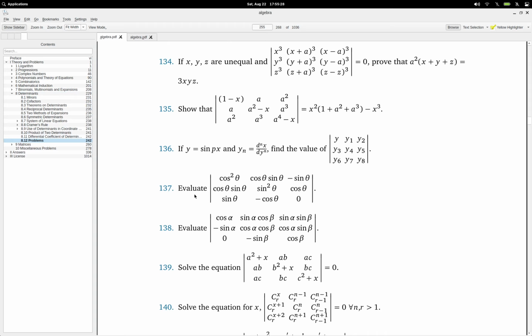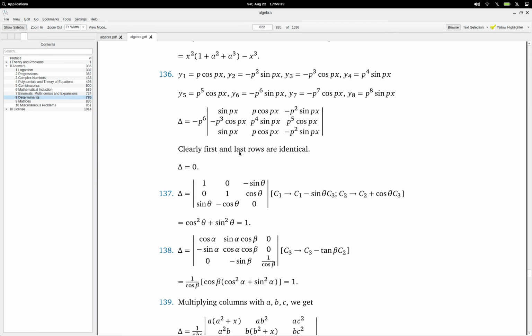Question 137 says that evaluate the determinant with rows cos square theta, cos theta sin theta, minus sin theta; cos theta sin theta, sin square theta, cos theta; sin theta, minus cos theta, 0. So here what we do is we do column 1 is equal to column 1 minus sin theta times column 3, and column 2 is equal to column 2 plus cos theta times column 3. And once we do that, we have got plenty of zeros, and we expand and we get cos square theta plus sin square theta is equal to 1.